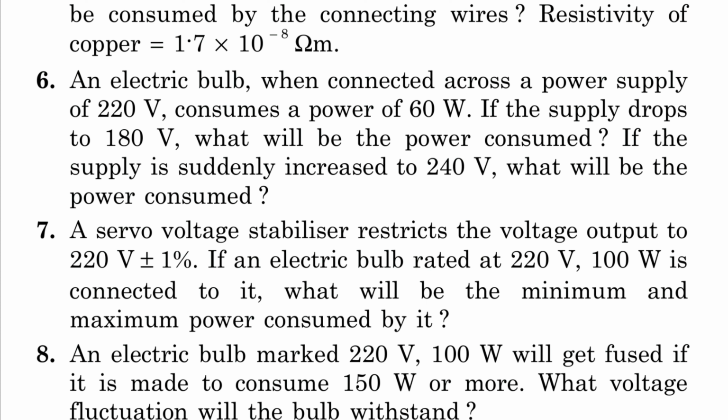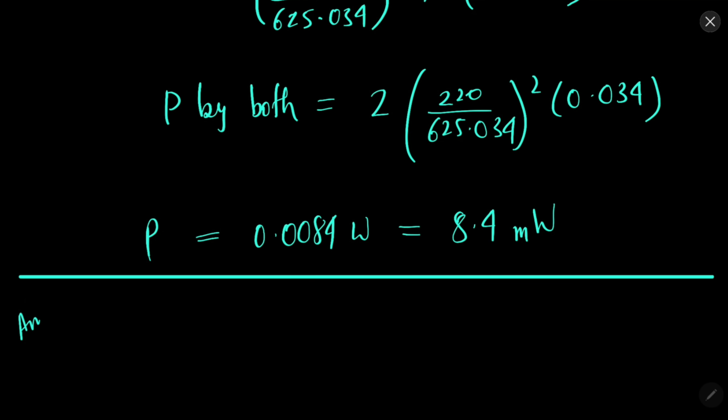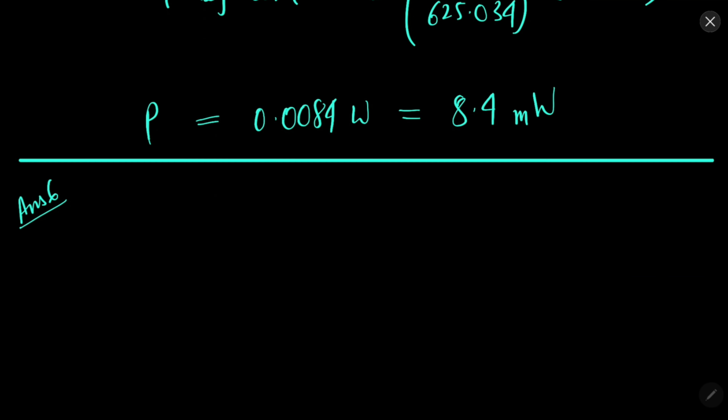Now question number 6. An electric bulb is given. When it is connected across a power supply of 220 volt, it consumes a power of 60 watt. If supply drops to 180 volt, what will be the power consumed? If supply suddenly increases to 240 volt, what will be the power consumed? So this is the sixth one.